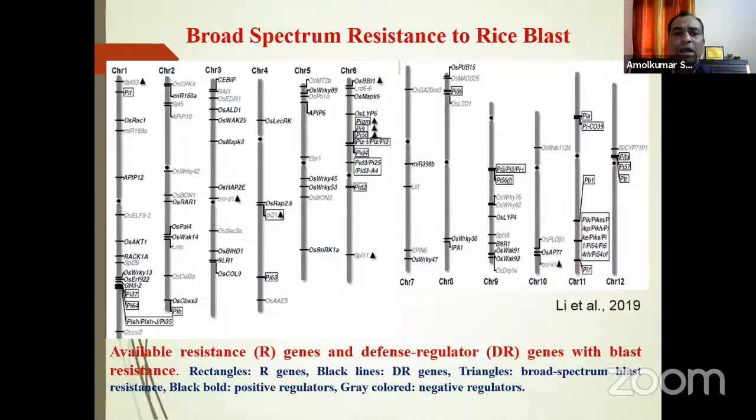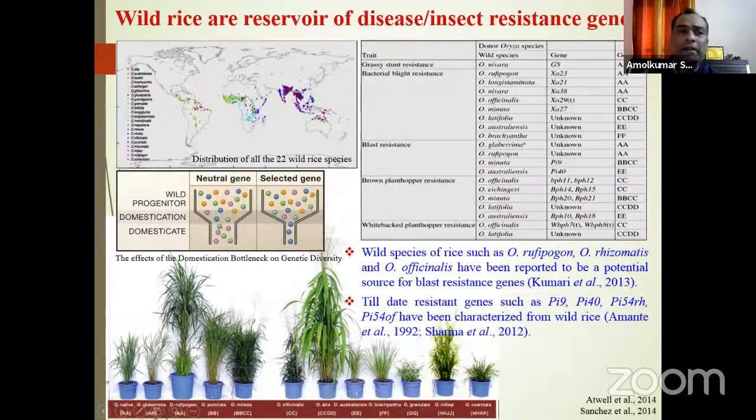And there are some other genes also, which we will say defense regulator genes. These defense regulator genes are not R genes, but still they are providing resistance to blast. And if we see wild rice reservoirs, these are a good source of these resistance genes. Mostly lines of Oryza rufipogon, Oryza rhizomatis or Oryza officinalis have been used to get these genes for resistance.